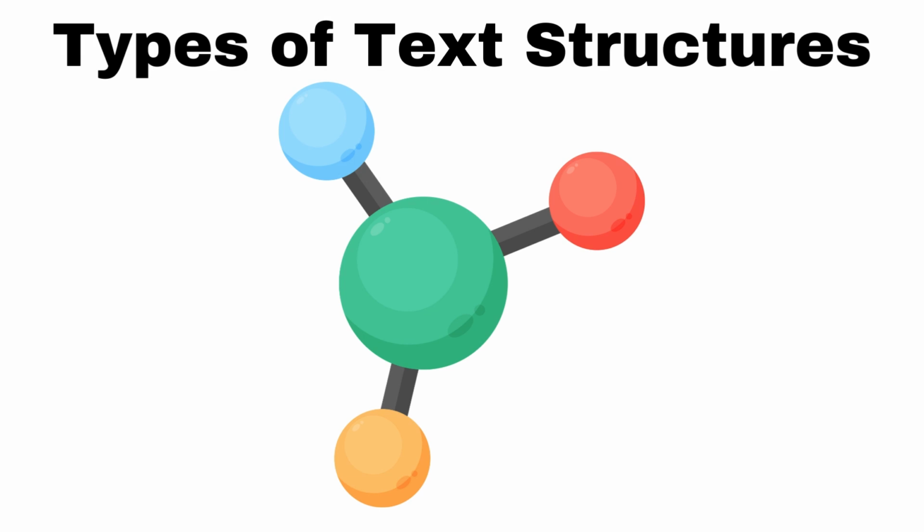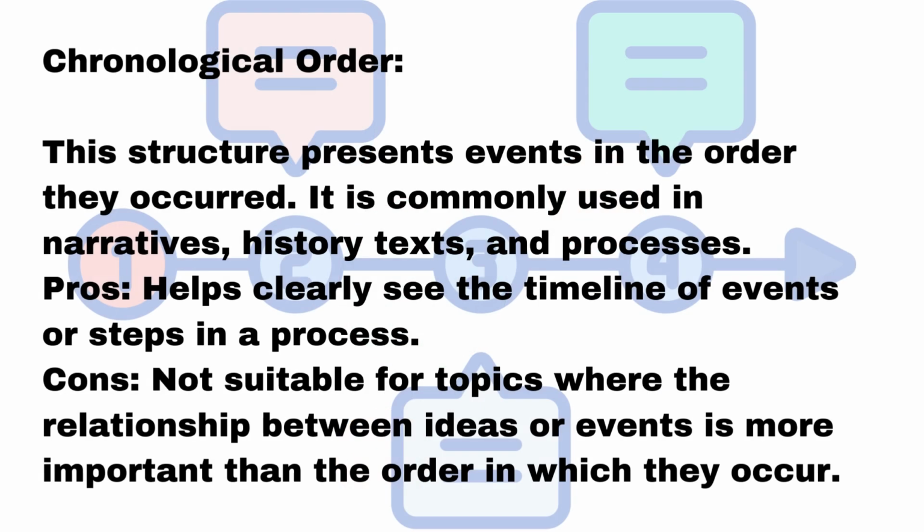Types of text structures. Chronological order. This structure presents events in the order they occurred. It is commonly used in narratives, history texts, and processes. Pros. Helps clearly see the timeline of events or steps in a process. Cons. Not suitable for topics where the relationship between ideas or events is more important than the order in which they occur.